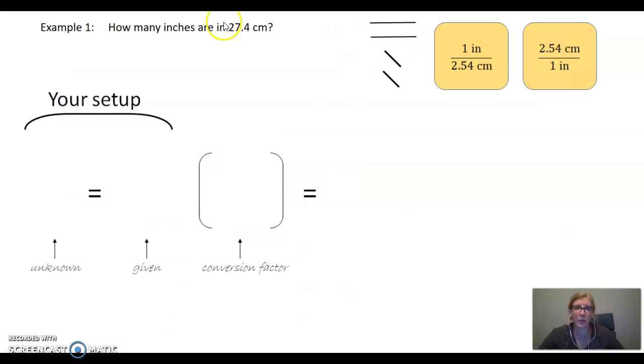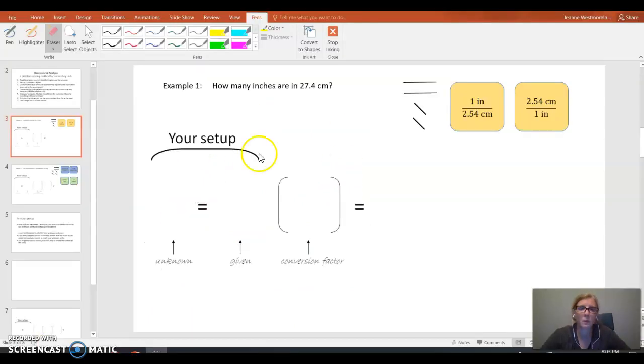So here's an example where the question is how many inches are in 27.4 centimeters. I'm just going to annotate this slide a bit. First I want to identify my given and my unknown. My question is asking about inches, so that would be my unknown value. And the measurement that I have given is the centimeters.